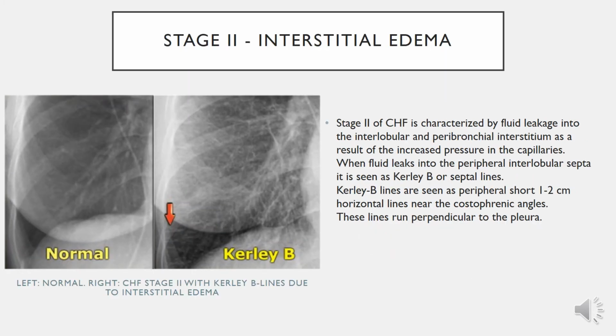Stage 2: Interstitial edema. Stage 2 of congestive heart failure is characterized by fluid leakage into the interlobular and peribronchial interstitium as a result of the increased pressure in the capillaries. When fluid leaks into the peripheral interlobular septa, it is seen as Kerley B or septal lines. Kerley B lines are seen as peripheral short 1 to 2 cm horizontal lines near the costophrenic angles. These lines run perpendicular to the pleura.